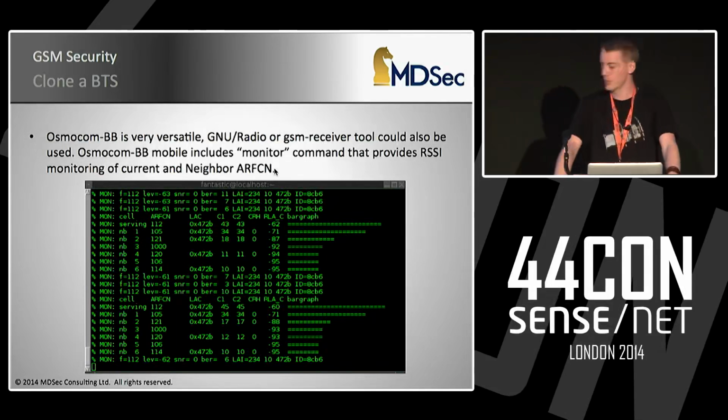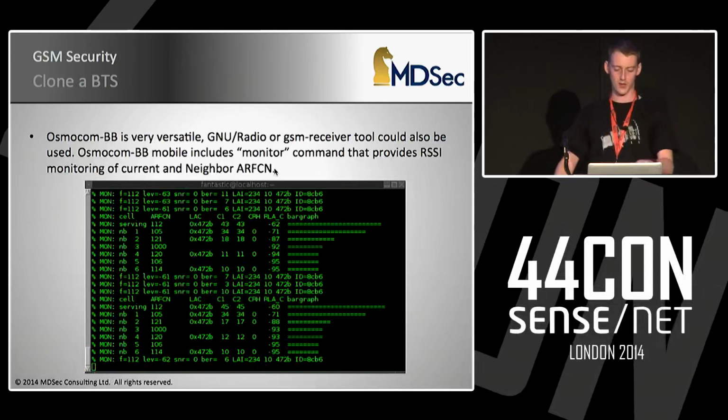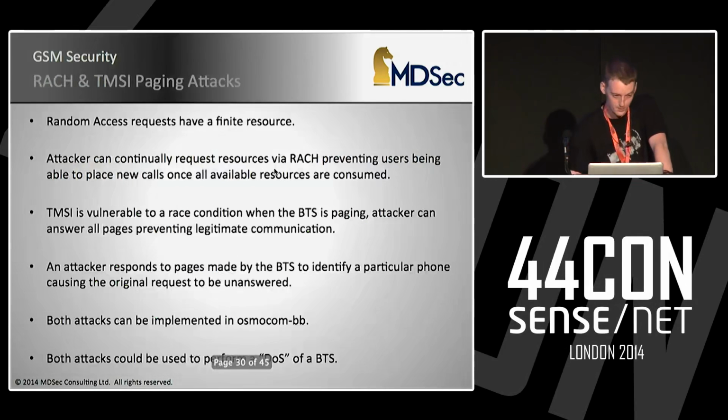So Osmocom BB is a pretty versatile tool. You could also use GNU Radio or a GSM receiver to perform this. It includes a monitor command that allows you to view the bar graph and the transmission strength of the surrounding neighbor cells. So we can see here the serving current ARFCN, and we can see the neighboring cells, and we can see the location area code for these particular cells. So what we would do is pick one with a particularly weak signal, and take the same values and punch them into our spoofed BTS.